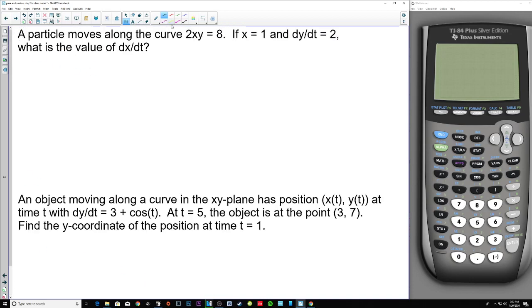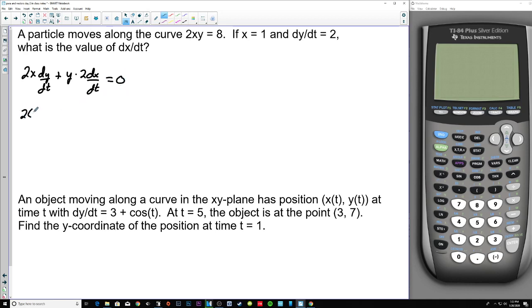A particle moves along the curve 2xy equals 8. If x equals 1 and dy/dt equals 2, what is the value of dx/dt? So let's take the derivative. We have first times the derivative of the second plus the second, which is y, times the derivative of the first, so 2 dx/dt, and that's equal to the derivative of 8, which is 0.